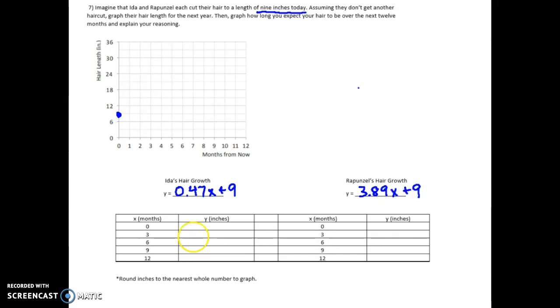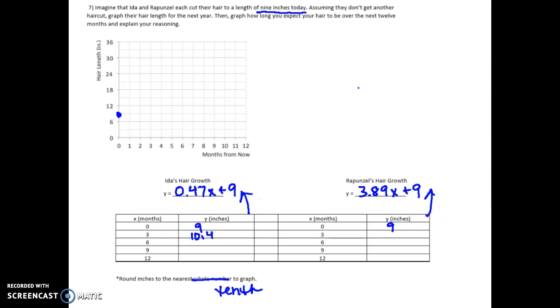I want you guys to just graph these two. You're going to put in your x of 0. In this case, if you put in 0, you're going to get 9 as your output. And we're going to round the inches to the nearest tenth, just to help us graph. So if I put in 3, I'm going to get about 10.4. You're just using these equations here.